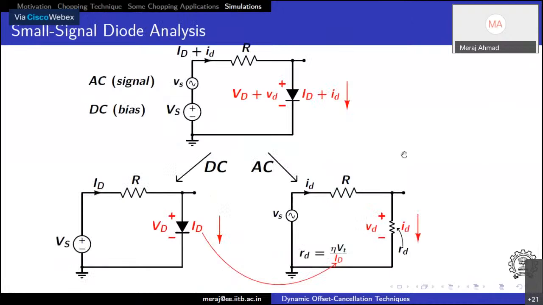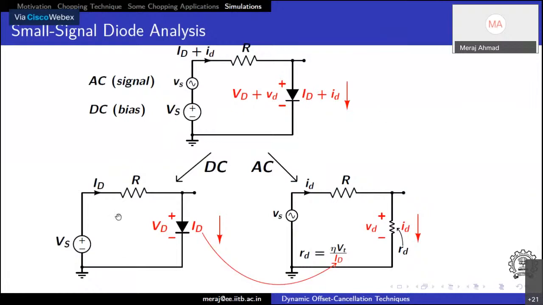So how will we do this analysis in Cadence? Whenever we have any bias circuit with a voltage source, a resistor and a diode, due to the DC we'll have this capital VD and ID, and for AC we'll have small vd and id.